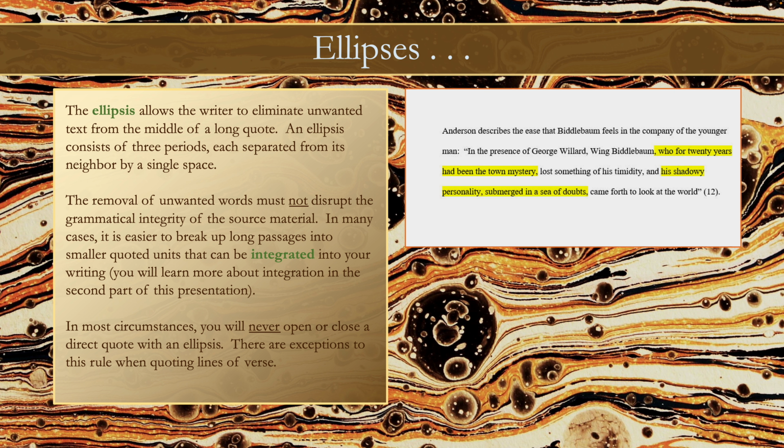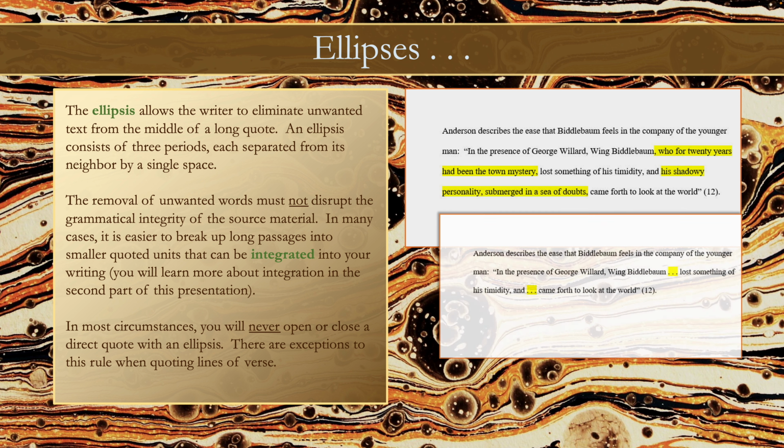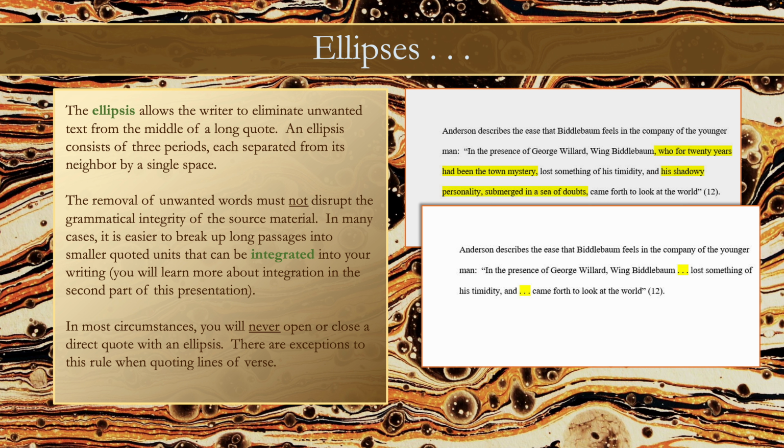So in this example, I've got some material that I want to quote, but I want to eliminate the things I highlighted in yellow. So like, I want to quote this passage, but there's so much in there I don't need. Can I just get rid of some of it? The answer is I cut out the parts in yellow and just replace them with ellipses. That's how it's done.